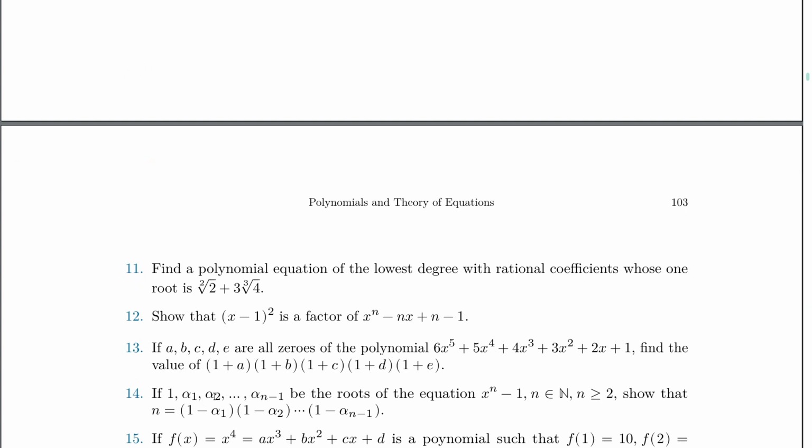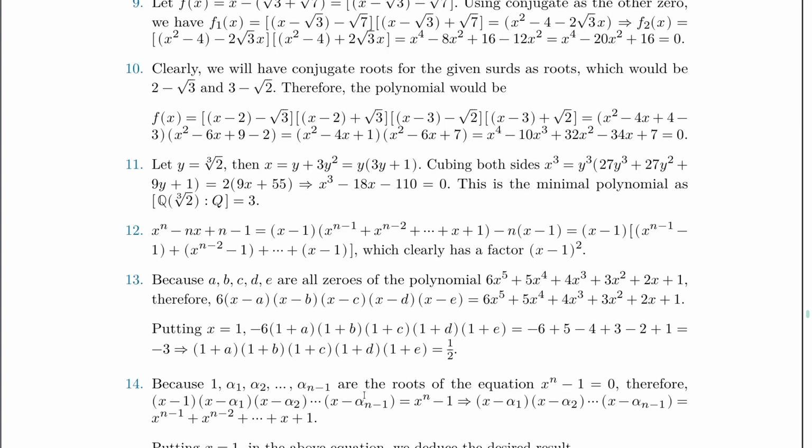Question 14 says that if 1, alpha 1, alpha 2, and so on up to alpha n minus 1 be the roots of the equation x to the power n minus 1, where n is a natural number, n is greater than or equal to 2, show that n is equal to 1 minus alpha 1 into 1 minus alpha 2 and so on up to 1 minus alpha n minus 1.